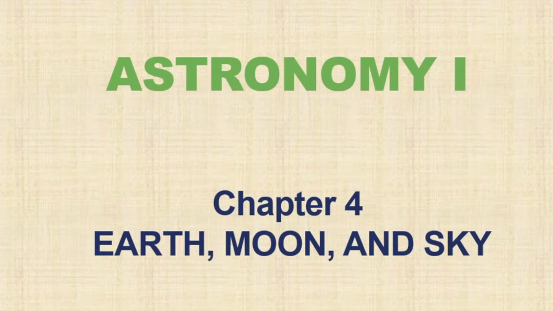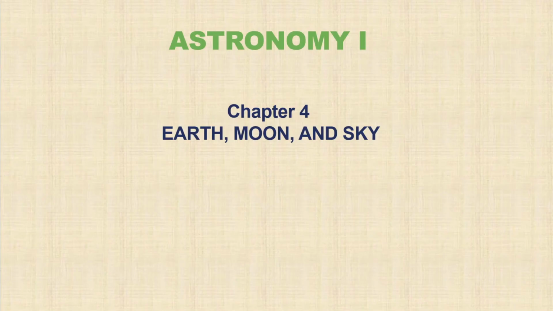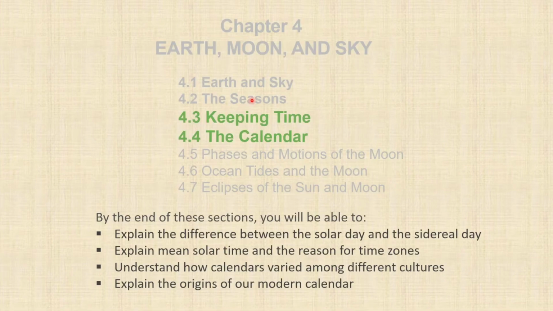So we'll continue with our Astronomy 1 lecture, Chapter 4, which is about the Earth, the Moon, and the Sky. Last class period, we learned how to find a specific location on Earth based on latitude and longitude. And the next thing was the seasons. We looked at, scientifically, dynamically, what causes seasons on the Earth. So next is keeping time.